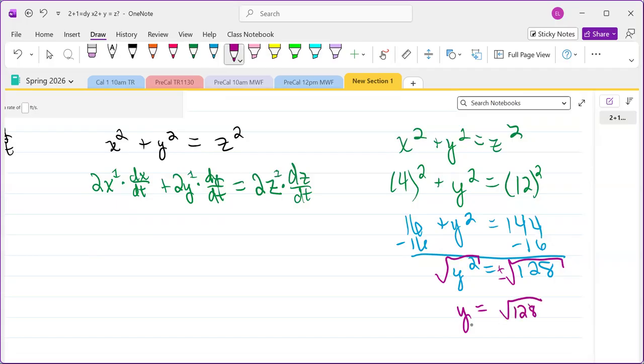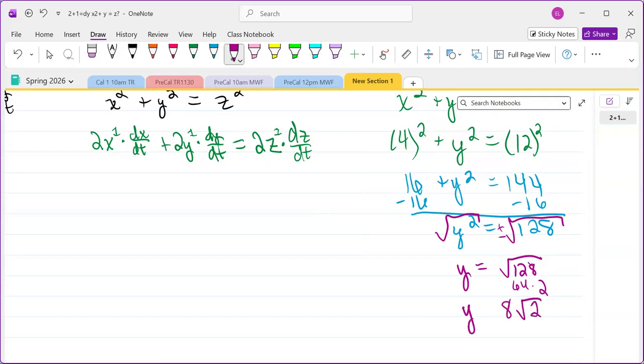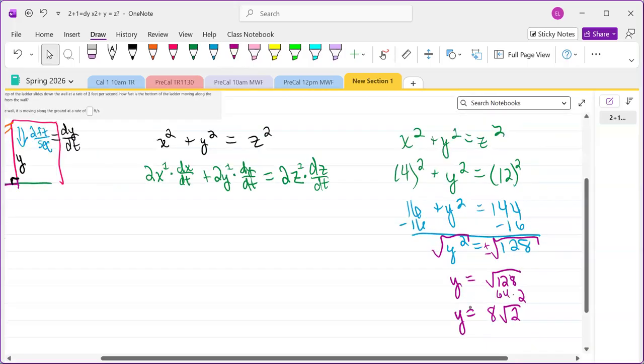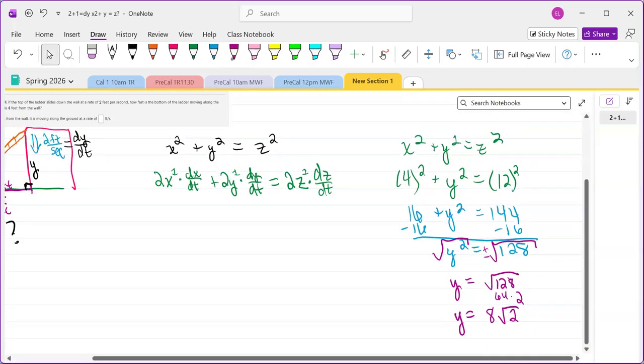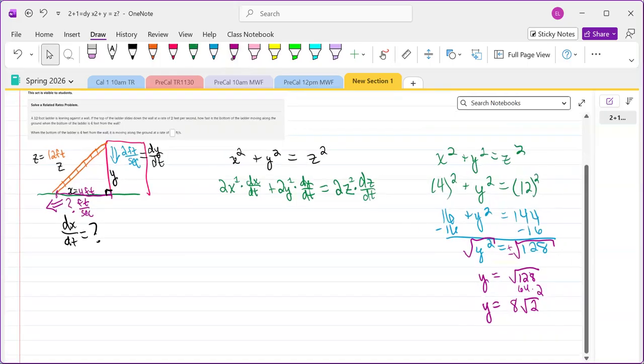Now, WebWork should accept the answer with the positive square root of 128. Technically, that square root does reduce, and some of y'all's calculators might spit out the reduction. 128 is 64 times 2, and the square root of 64 is 8. So this is the same as 8 square roots of 2. But WebWork doesn't particularly care if you reduce the square roots or not once you're in calculus. It did when you were in pre-cal, but not anymore.